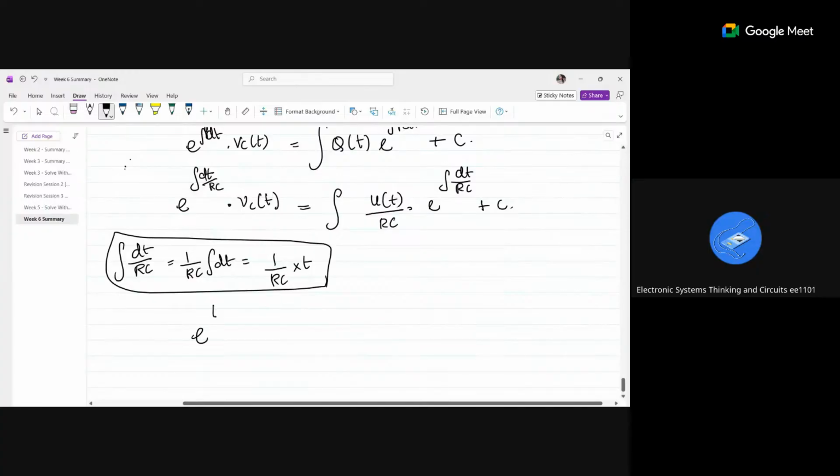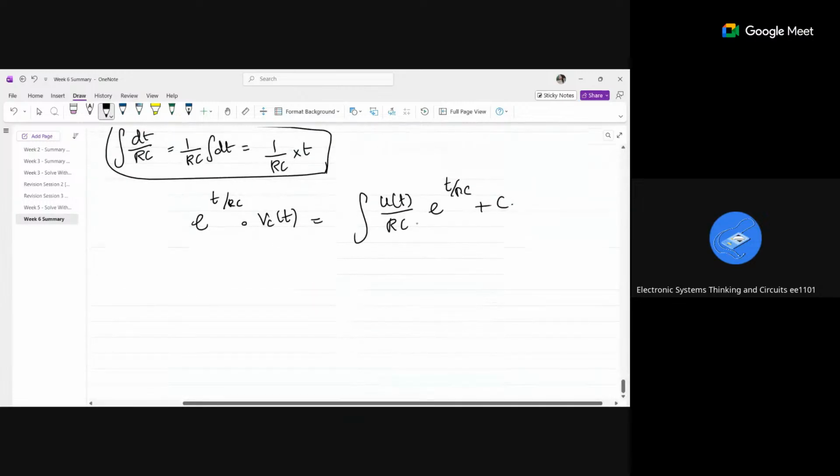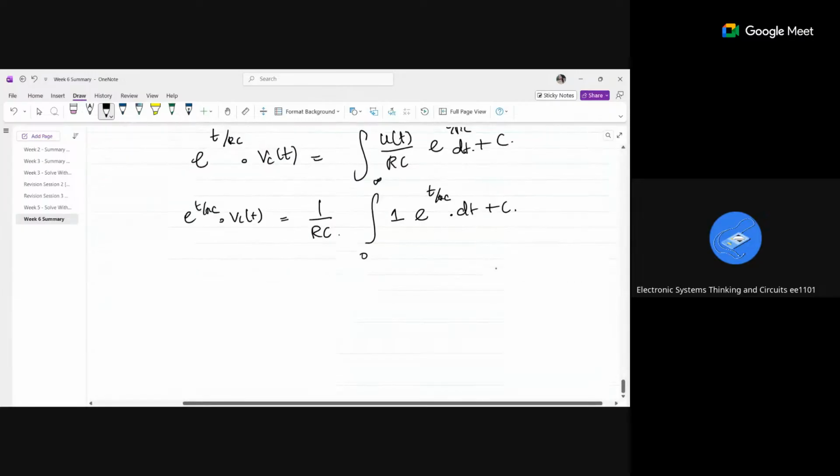Now e power t by rc into Vc of t is equal to integral u of t by rc into e power t by rc plus c. 1 by rc is a constant, I will take it out. u of t is the unit step function, that is from 0 to infinity it will be 1, e power t by rc into dt plus c. Okay. Yes, sir, got it.